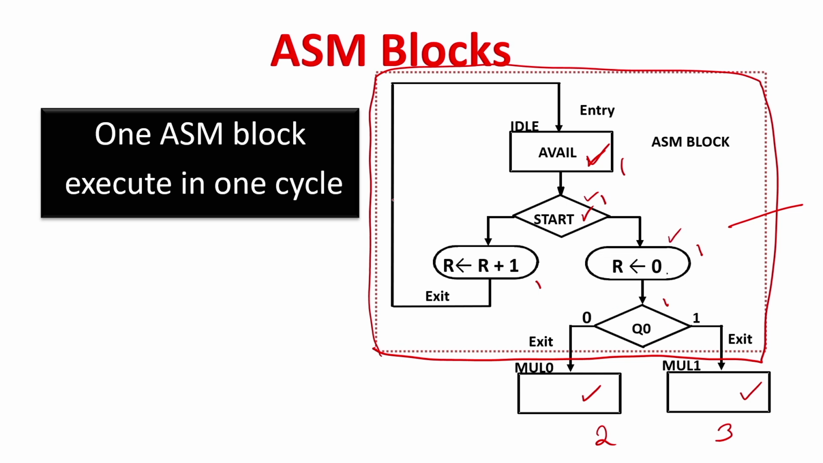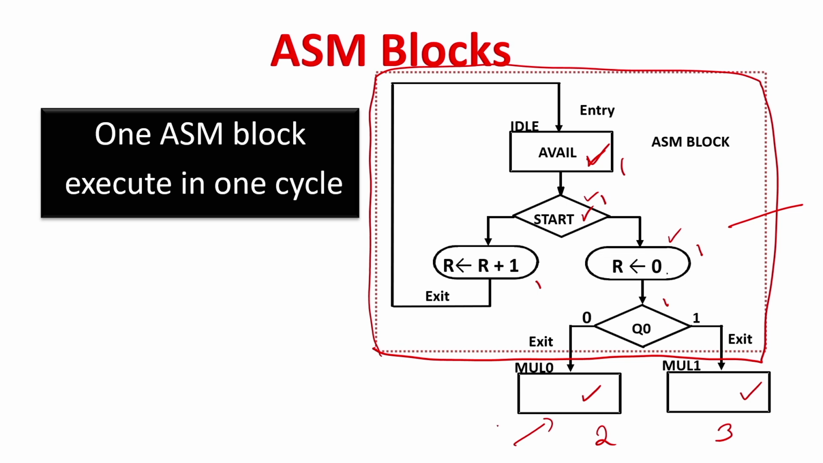So, this whole thing constitutes one ASM block and it executes in one cycle. Okay. So, an ASM block may be much bigger than a simple state, and this is another block 2 and this is block 3, this one is block 1. So, this is an example of 3 blocks. So, the number of ASM blocks depends on the number of state boxes available in the ASM.